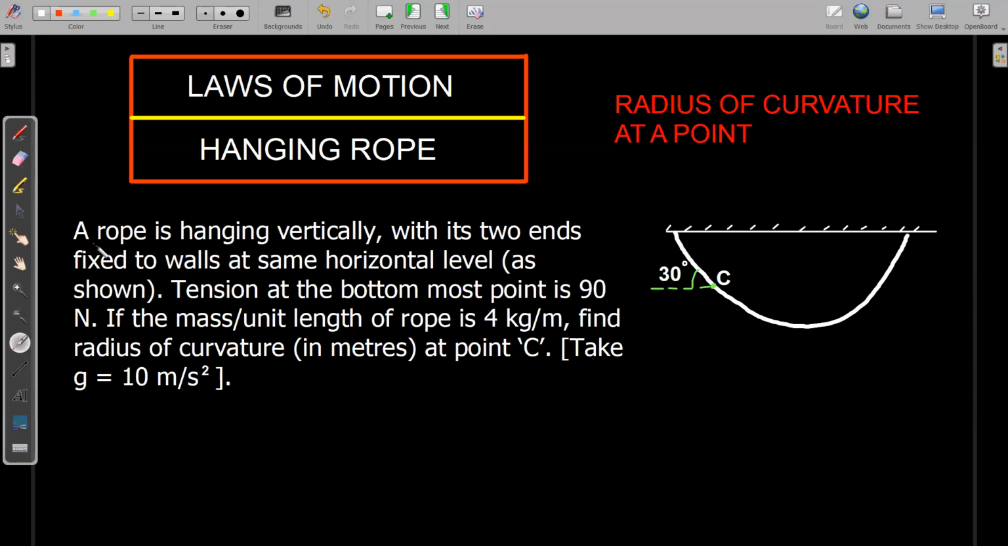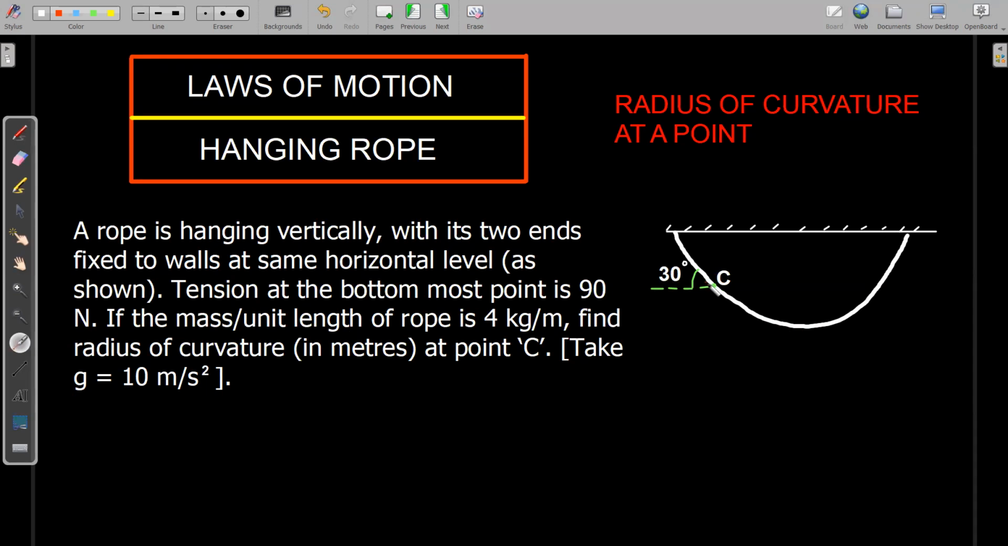Here we have a uniform rope that is hanging vertically, meaning gravity is acting vertically downward, with its two ends fixed to the wall at the same horizontal level as shown. The tension at the bottommost point of this rope is given to be 90 Newton, and the mass per unit length of the rope is 4 kg per meter. So we need to find the radius of curvature of this shape at this point C.